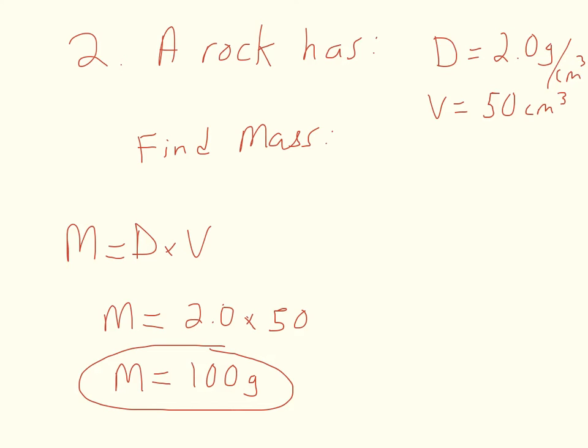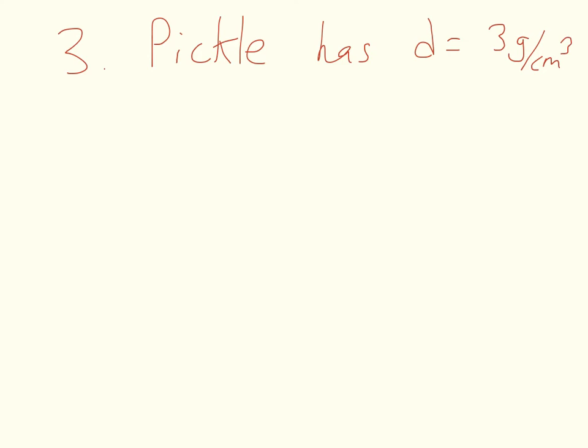Alright, hopefully this is making sense, and we're almost done. A pickle has a density of 3 grams per centimeter cubed, and it has a mass of 9 grams. And then we want to find volume. So in the first problem we found density, the second problem we found mass, now we're going to try to find volume.